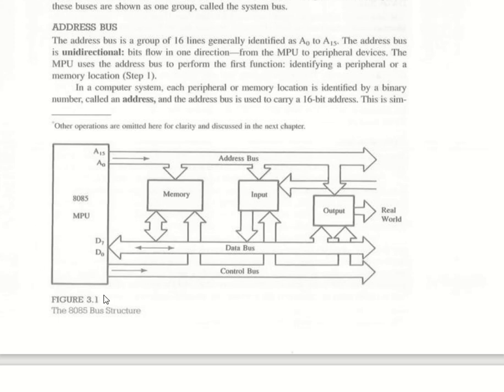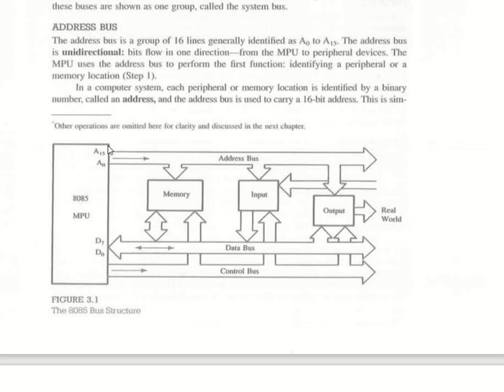And cumulatively, all three buses are called system bus, right? When we show all three buses as one bus, they are called system bus. So what is address bus? Address bus is a group of 16 lines, generally identified as A0 to A15. As I said, address bus goes from A0 to A15. That's the number of pins. It holds 16 pins in total, A0 to A15.